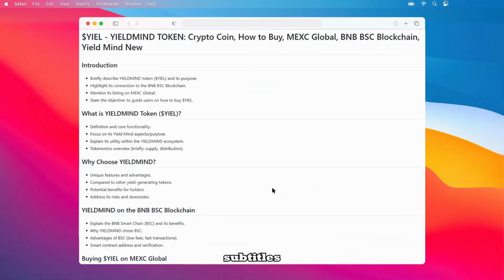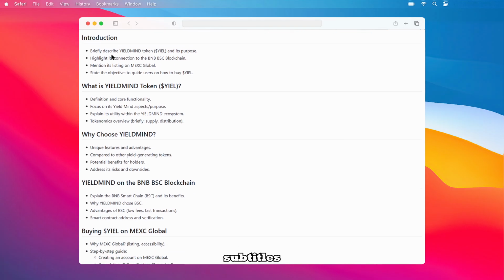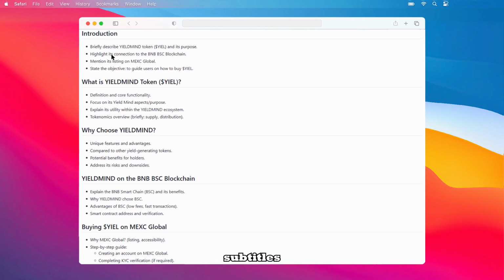Today, we're diving into YIELDMIND token, symbolized as $YIEL, a cryptocurrency coin built on the BNB BSC blockchain and available on MEXC Global. Our goal is to guide you through the process of purchasing $YIEL.